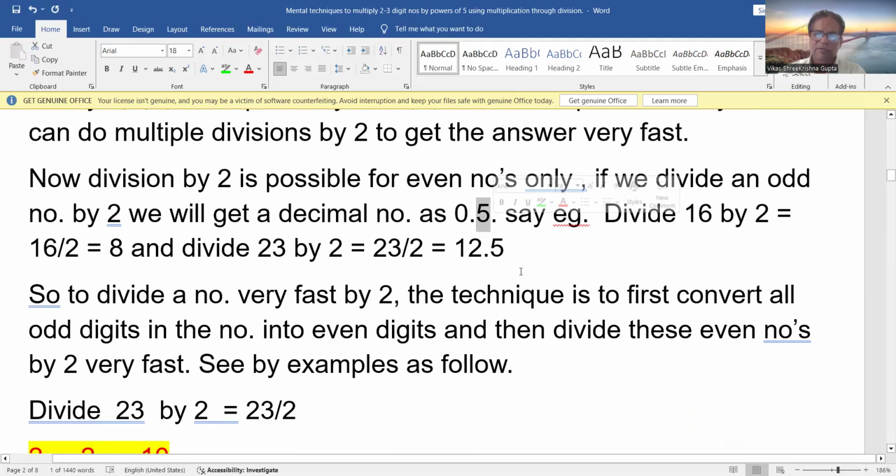Suppose I have to divide 5 by 2, I'll get the answer 2.5. I'll get a decimal part, 0.5. Now, if I divide 16 by 2, I'll get the full answer. There is no decimal part because 16 is an even number.